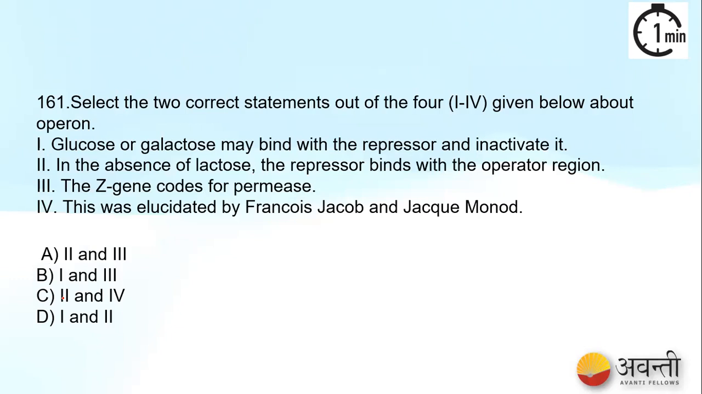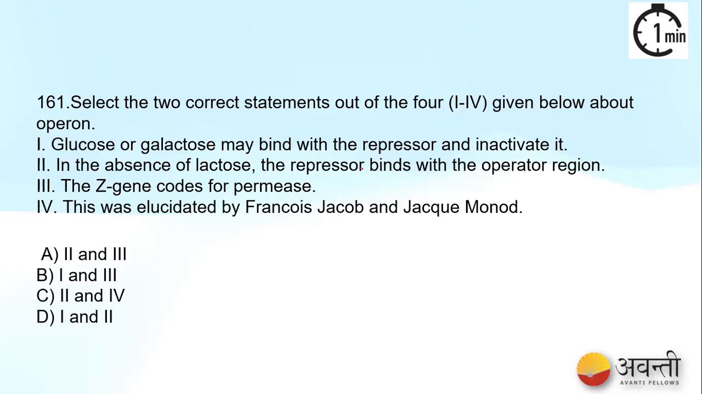Select the two correct statements out of the four given below. Glucose or galactose may bind with the repressor and inactivate it. In the absence of lactose, the repressor binds with the operator region. Next, the Z gene codes for permease. This was elucidated by Jacob and Monod. That is François Jacob and Jacques Monod. So let's see what is right for 161.